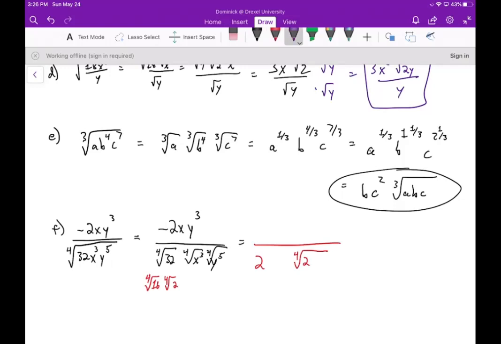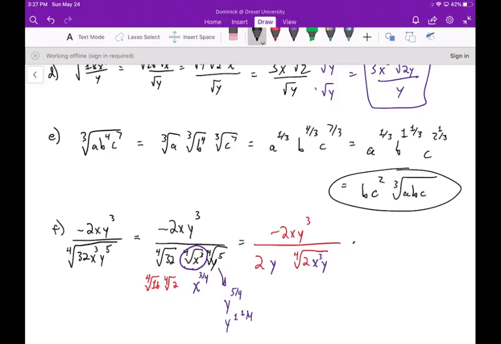Okay, for the 4th root of x to the 3rd, that's x to the 3 over 4. And we can't really do much with that, so we're just going to put that back underneath this 4th root. Now for the 4th root of y to the 5th, I'm going to get y to the 5 over 4, which is y to the 1 plus 1/4. So I'm going to get a y outside and just one y on the inside, right? And then my top is still negative 2xy to the 3rd.